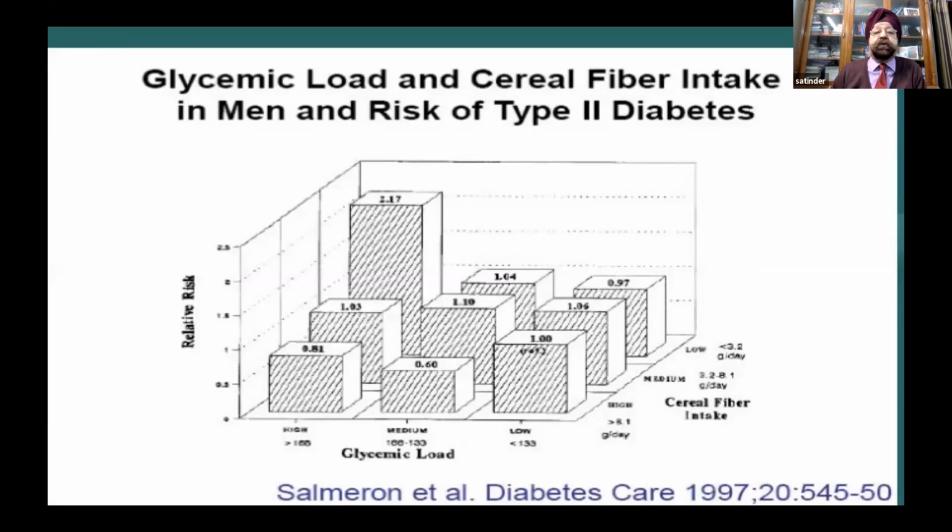Now, glycemic load and cereal fiber intake in men and risk of having type 2 diabetes. This data shows glycemic load with cereal fiber intake on the right axis. You can see that a low glycemic load and a high cereal fiber decrease the new incidence of type 2 diabetes in people who consume this. You will have less diabetes.